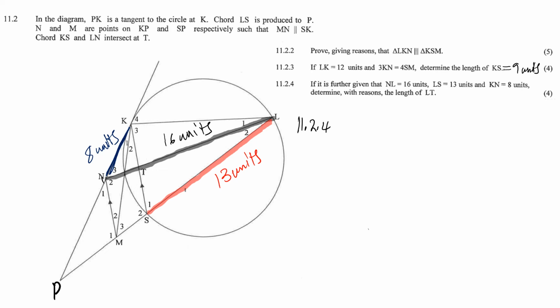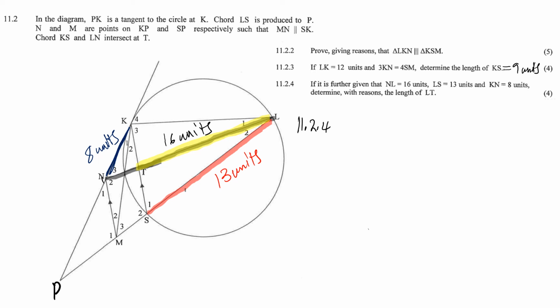Okay, so they want this portion there, LT, this one in yellow. Let me just show you. LT is this one in yellow and black. So they are saying determine with the reasons LT. Basically they gave you the sides, and now you have to determine your LT. They just give you LN, the whole of it is equal to 16 units, and they gave you this other side, which is 13 units. Now they want you to calculate your LT.